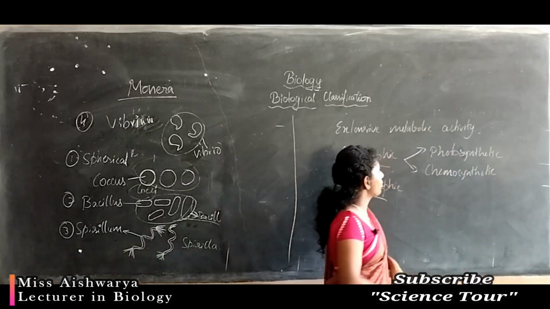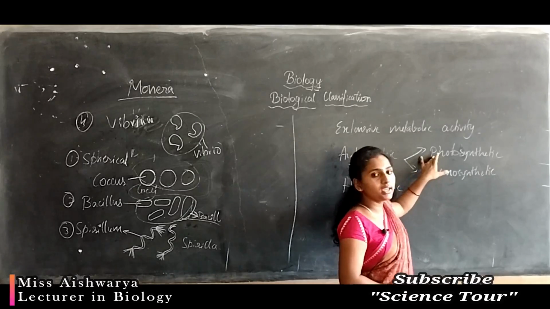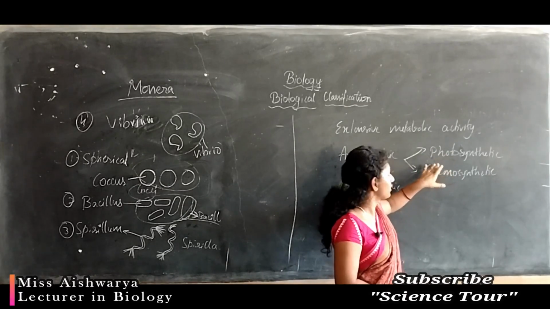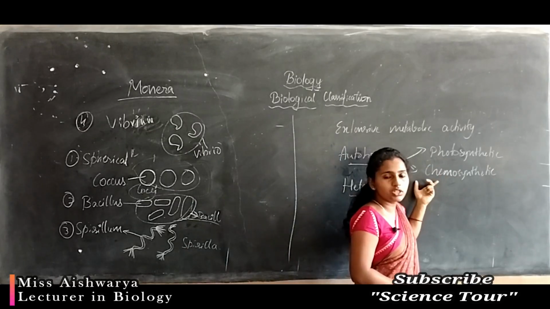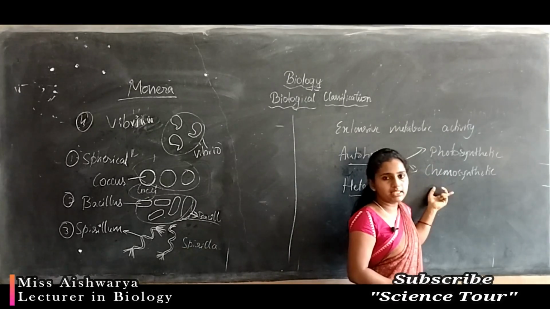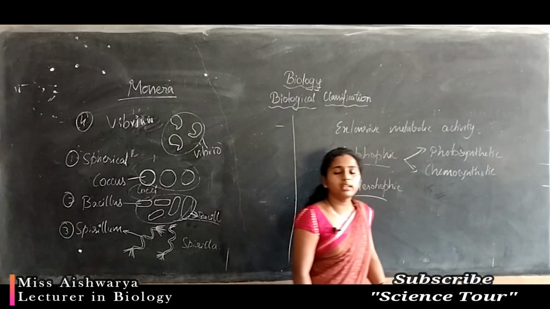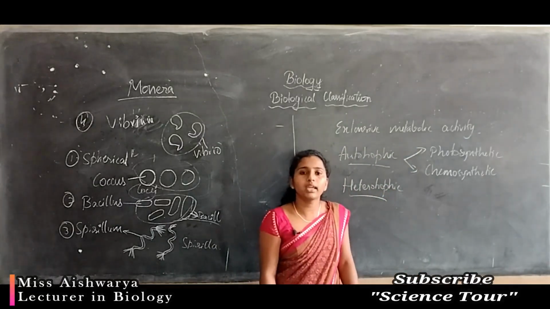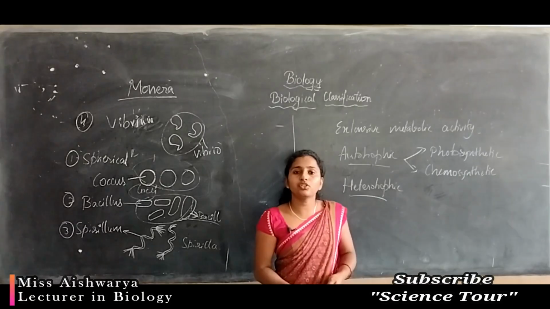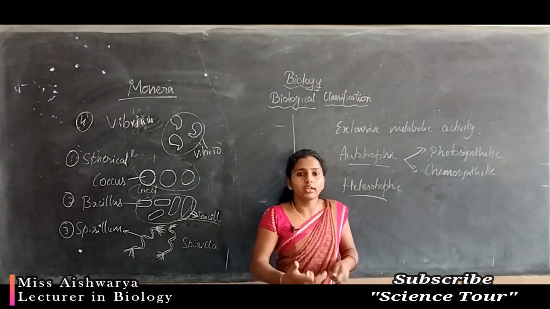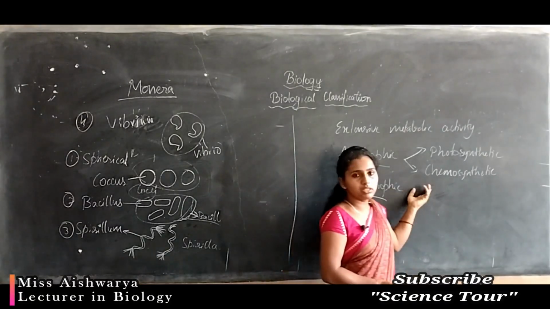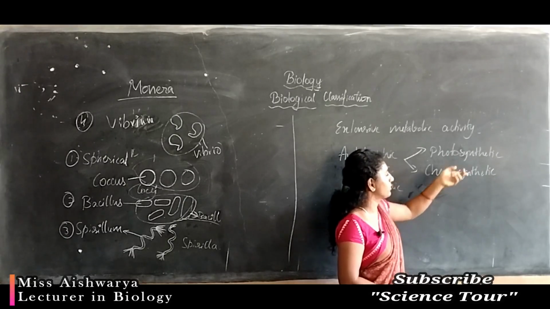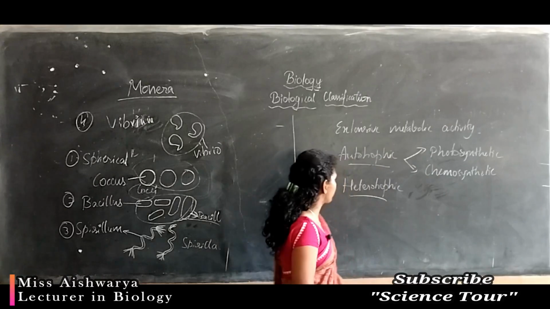Photosynthetic and chemosynthetic. Here photosynthetic is the light, the energy is in the form of light source. Here the energy is in the form of chemical source. In chemosynthetic, the bacteria will oxidize the inorganic compound to convert energy, to get energy, and that can be stored in different forms. So here chemical compounds are useful, here light energy is useful.